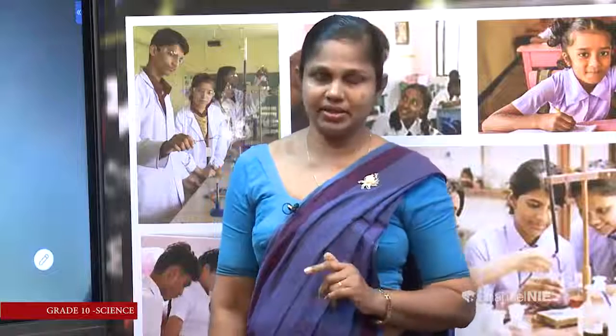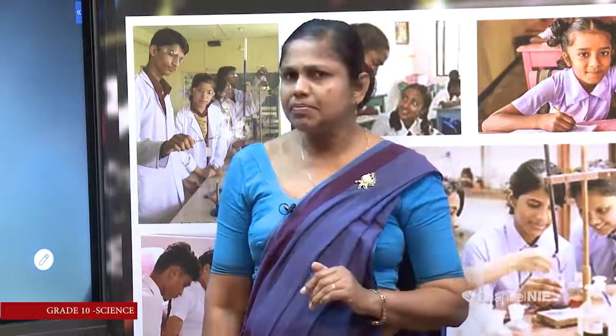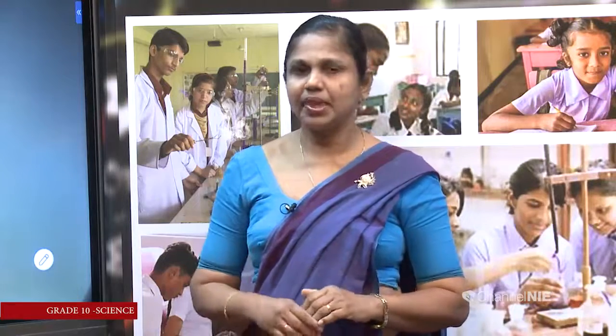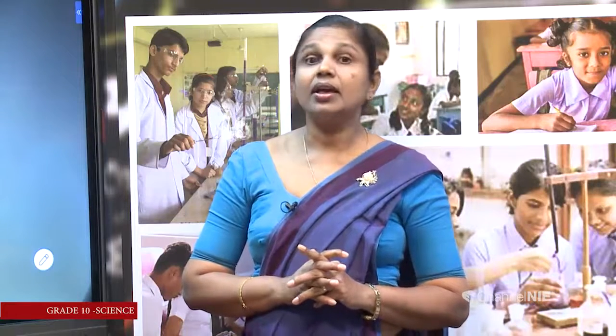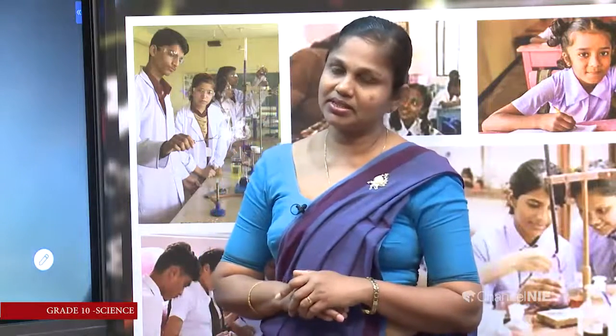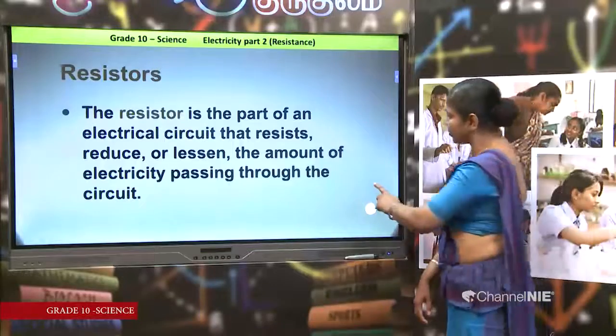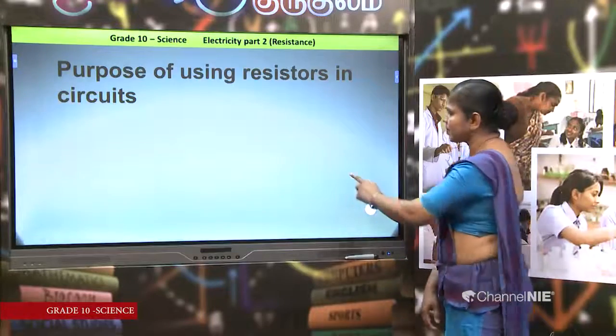There are different types of resistors, children. Mainly two basic types of resistors called permanent or fixed value resistors and variable resistors. Okay, please go through this, children.